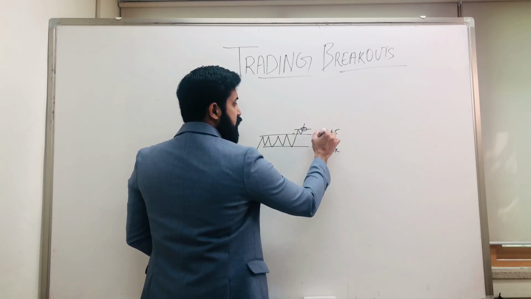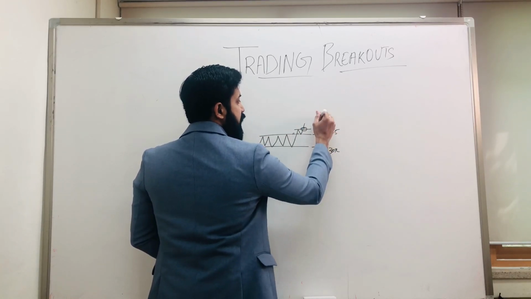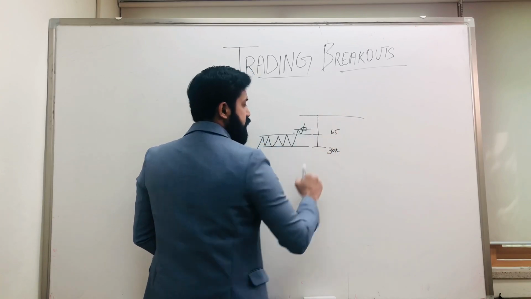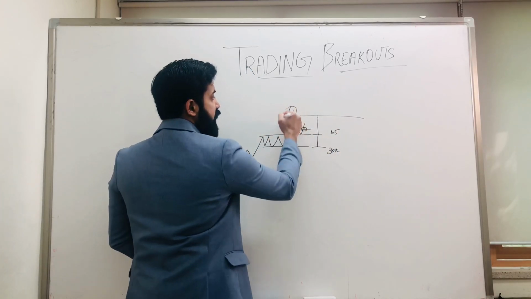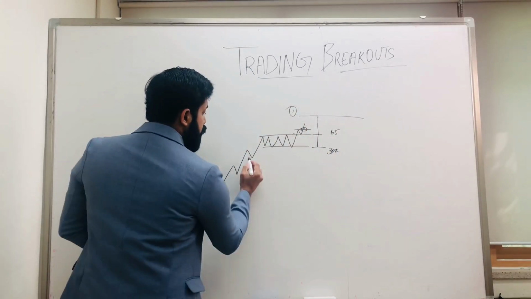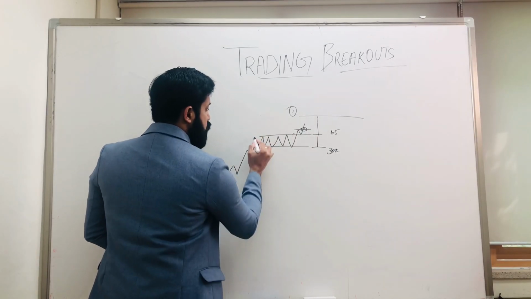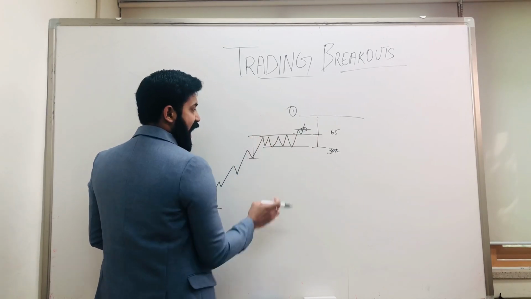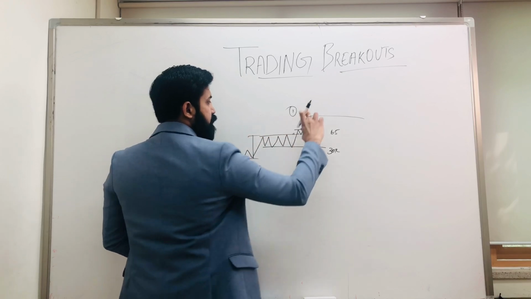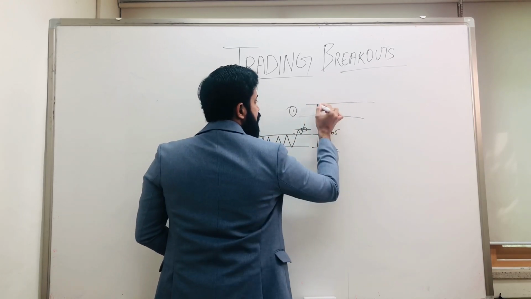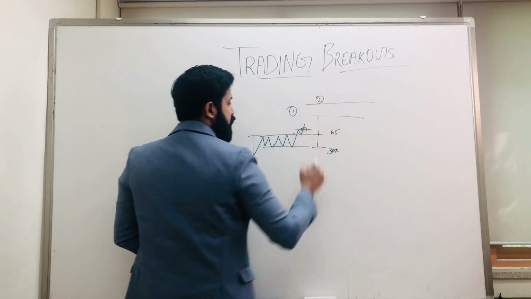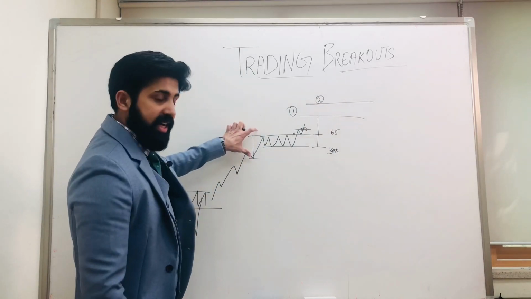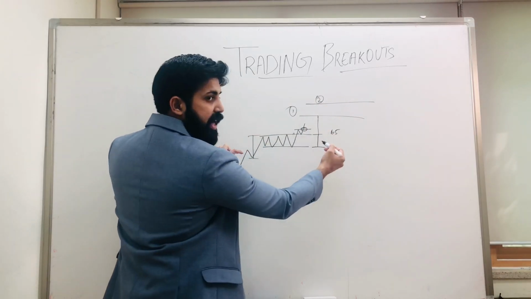One is this one. You take this and plot it to the upside. So say this is your target. That's target 1. Now you have the target 2. This is your flag pattern. So this is the pole of that flag. You take this from here and plot it here. So you get something like this. So this is your take profit 2. So that's a continuation pattern breaking to the upside, right?